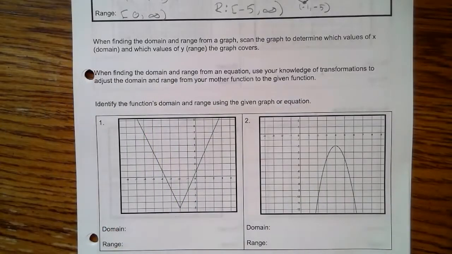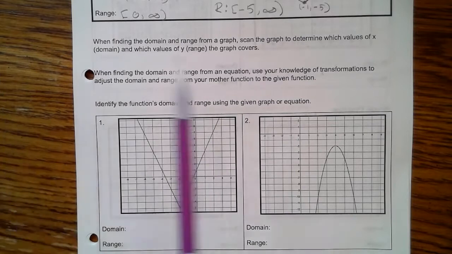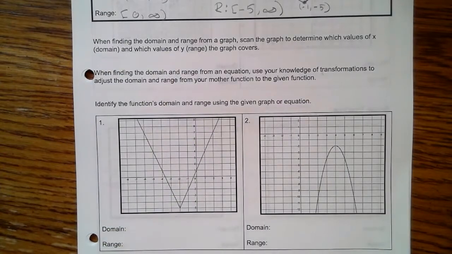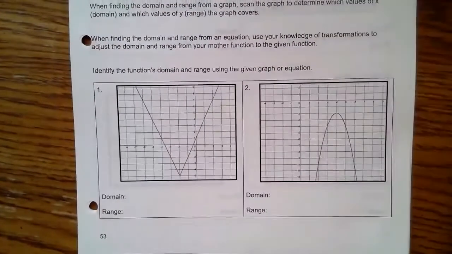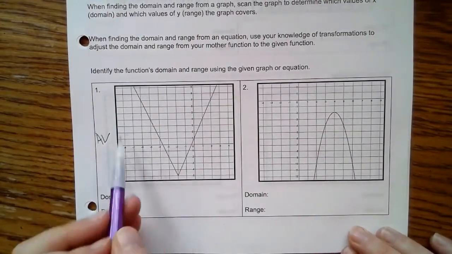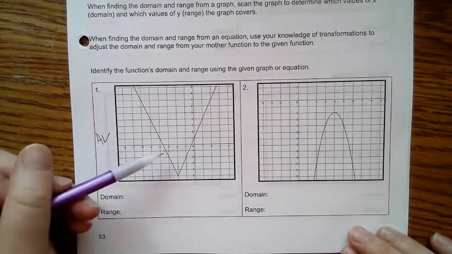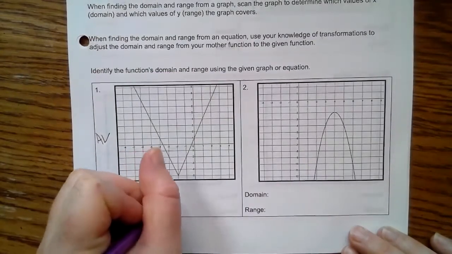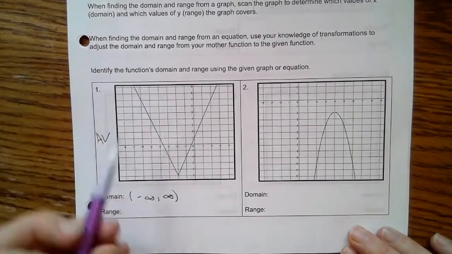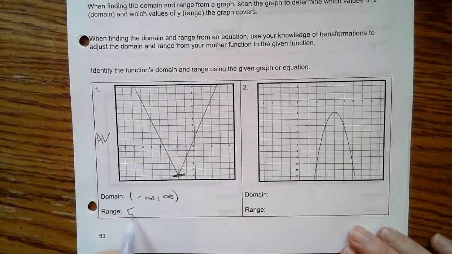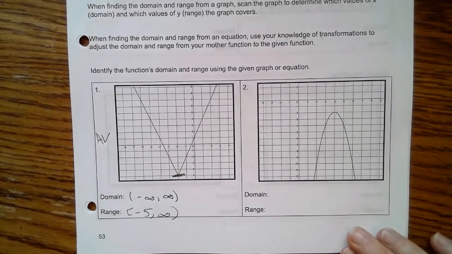So visually, it's pretty easy to find domain and range because you can actually see what numbers are going to be covered. So scan the graph to determine which values of x and which values of y the graph covers. Always be thinking about the mother functions. So this is an absolute value. And when I'm looking at my domain, I'm looking from left to right. And it looks like all of the x values are being used. So that's -infinity to positive infinity. My range is up and down. There is nothing below -5 being used. Everything is -5 and above. So -5 and higher.